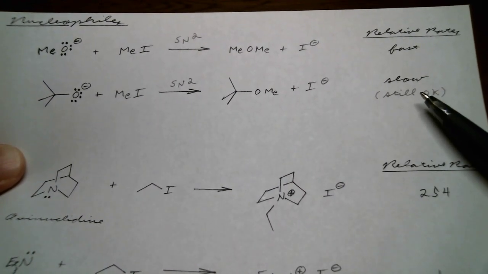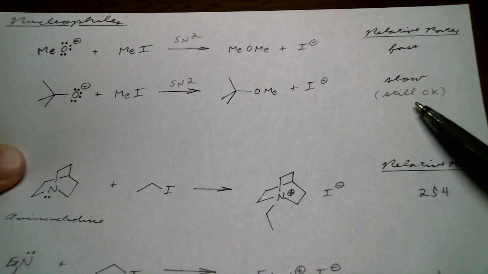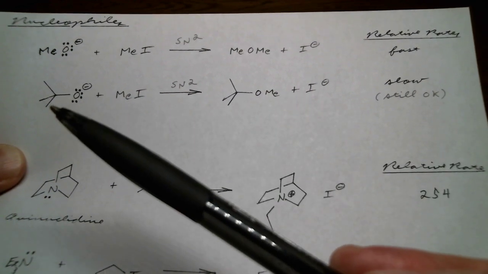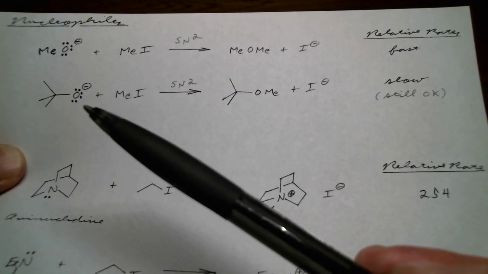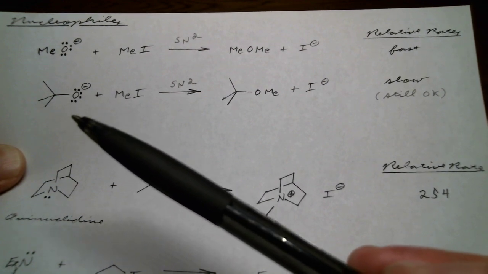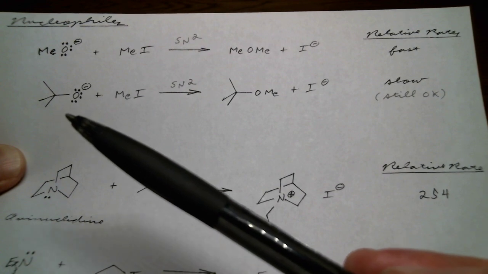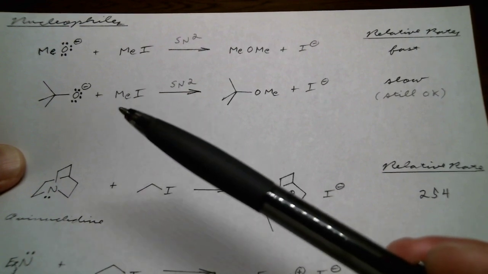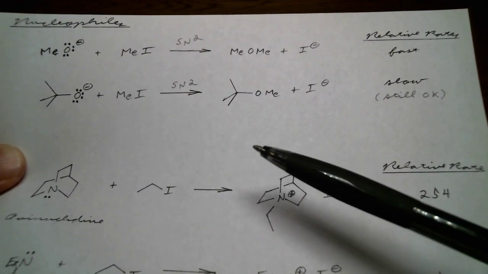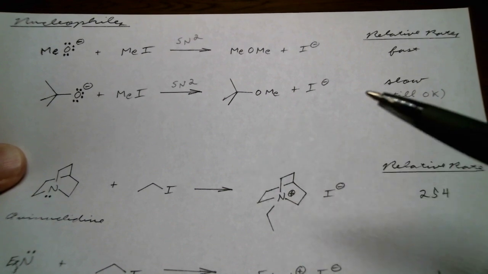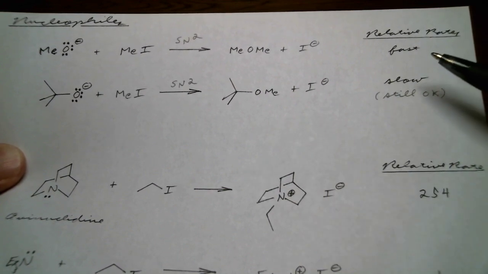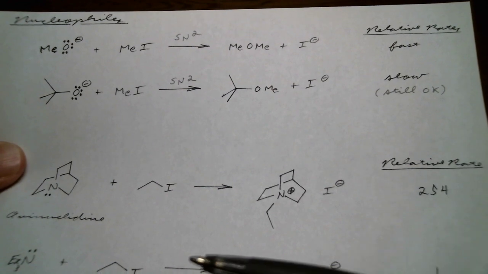This is a bit slower. It's still okay as a reaction. It's slower because we have a larger group hanging off of our nucleophile, our nucleophilic oxygen, and it kind of protects that sterically from being accessed by the methyl group as easily. So we've raised the activation energy. And I've only given you relative descriptors.